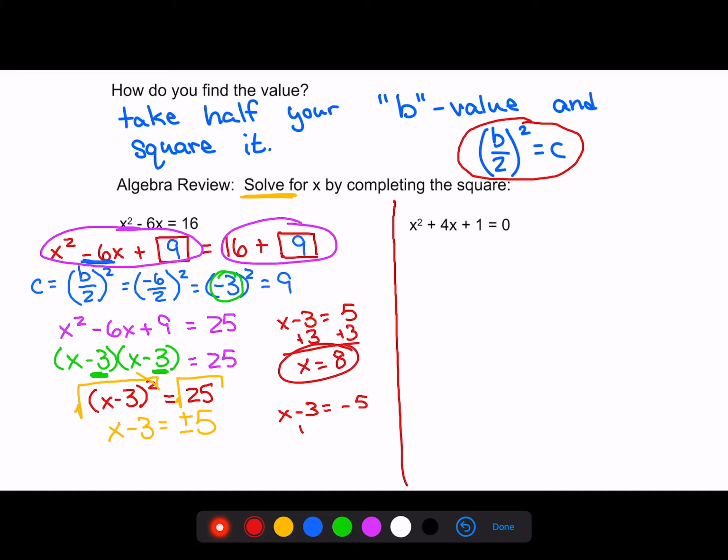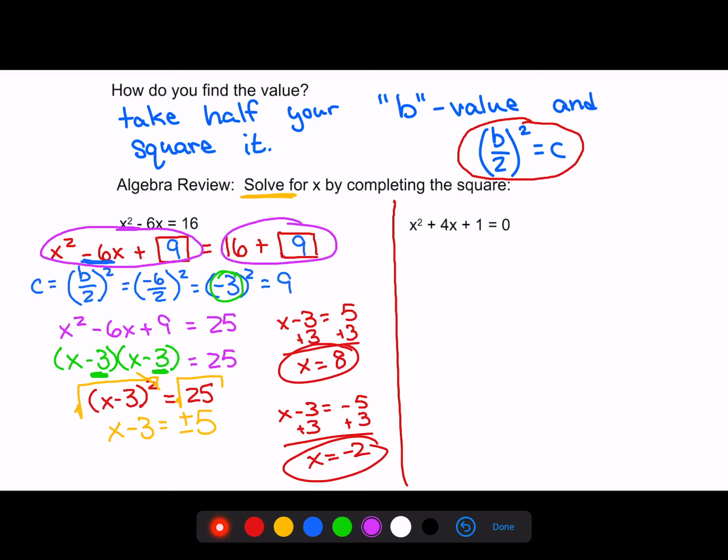For our second equation, I add 3 to both sides. We're left with x equals negative 2. So those are our two answers for this quadratic. Now, again, not too difficult. It just takes time, and it is a process of the same steps repeatedly. So this isn't ever going to change. You're just going to keep doing these same steps each time.